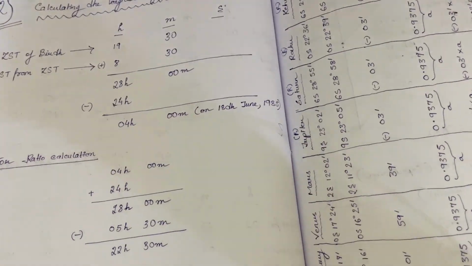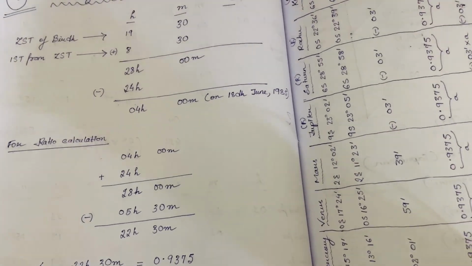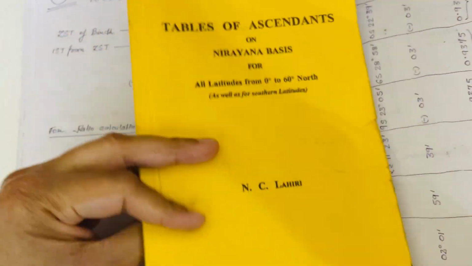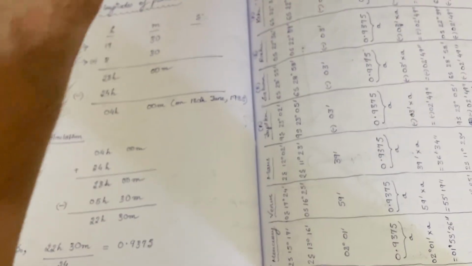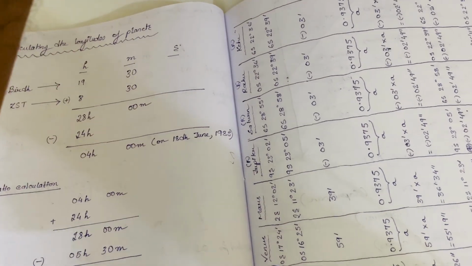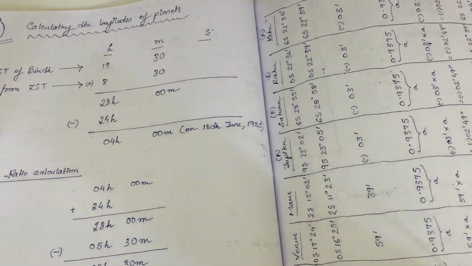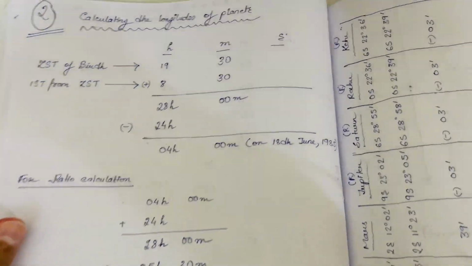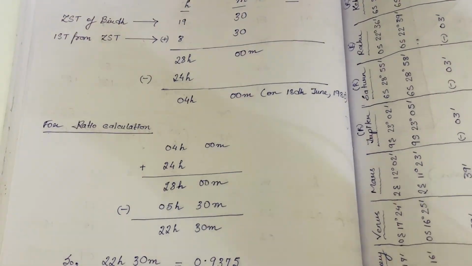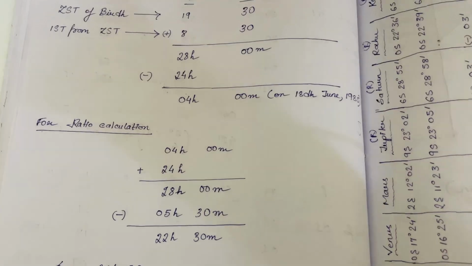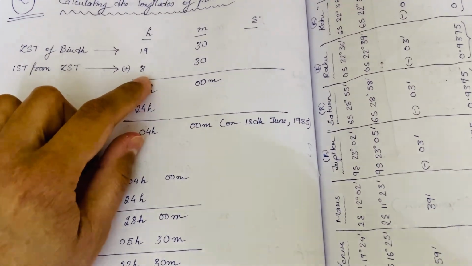For Rio de Janeiro, Brazil, the IST from ZST value is plus 8 hours 30 minutes. This value you will be able to find from the table of ascendants. I have already discussed how to find it in class 69, and I think I even showed it in class 68 too. That particular session is already completed, and I've already discussed that detail. So your IST from ZST is plus 8 hours 30 minutes.